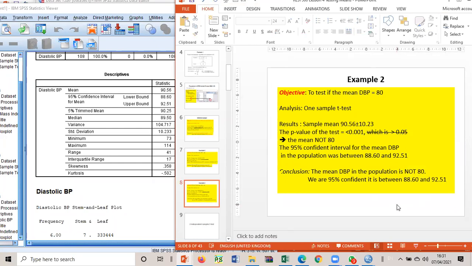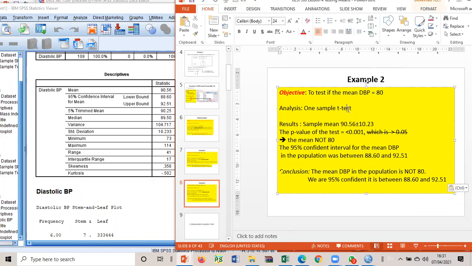We're going to write this later in the thesis. First, the objective: what test did you do, what results did you get, and what conclusion was made here? Your test was whether the mean is 80. Now you're saying it's not, so where is it? Write the confidence interval. The objective ties up with the conclusion: the objective tests whether the mean is 80, and the conclusion says it's not 80. You're 95% confident it is between those two limits.